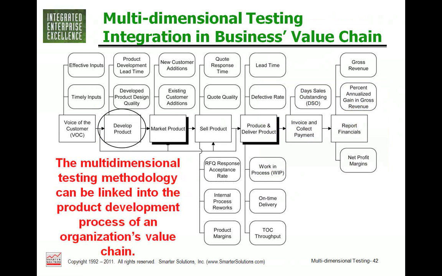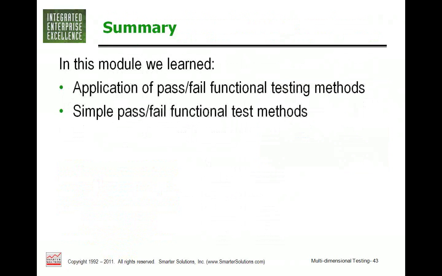What I'm suggesting is that this multidimensional testing can be part of the development process, so that it improves the design quality, and you can actually get more done with less. You can do a better job relative to the metrics of your overall product development cycle. That's one application of these techniques. In summary, we talked about the application of these pass/fail functional testing methods, and we also described how you could put together these tests and get a response in addition to coverage statements relative to how good a job you did with the test.